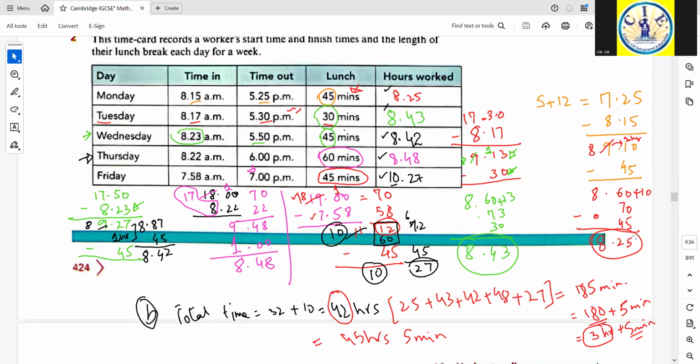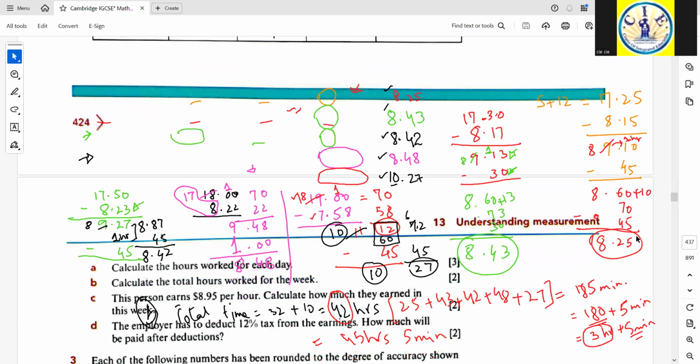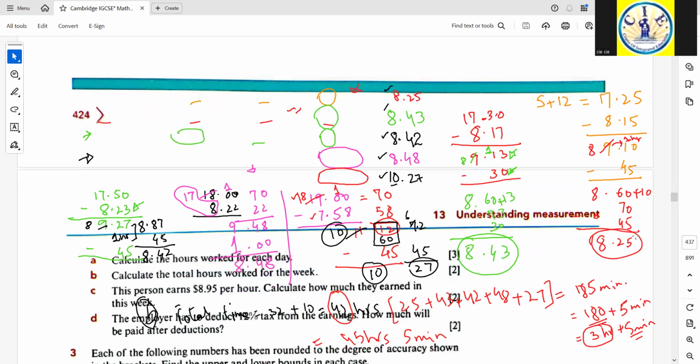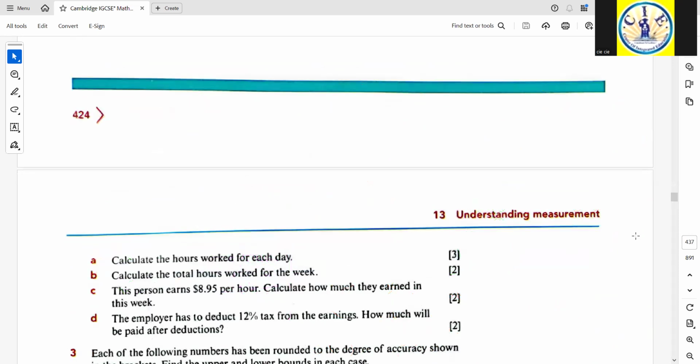Now we proceed to part C. We are done with this part B. And then part C. This person earns $8.95 per hour. Calculate how much they earned in this week. So earning for this week is 8.95 times 45 hours and plus 5 minutes.